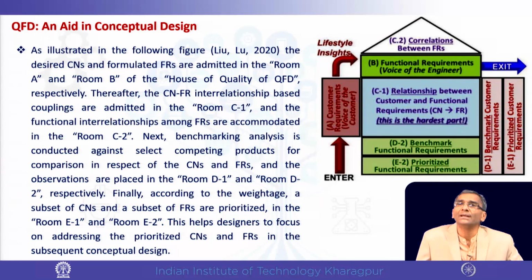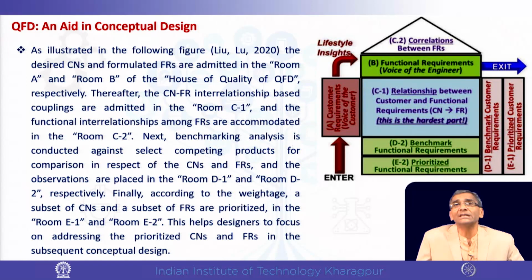Say for example, there may be material and process which are compatible with each other. For example, die casting: if it is a process, it is more suitable for aluminum than steel. Similarly, welding is more suitable to steel than aluminum or some other metal. So, that is the interrelationship between the functional requirements.